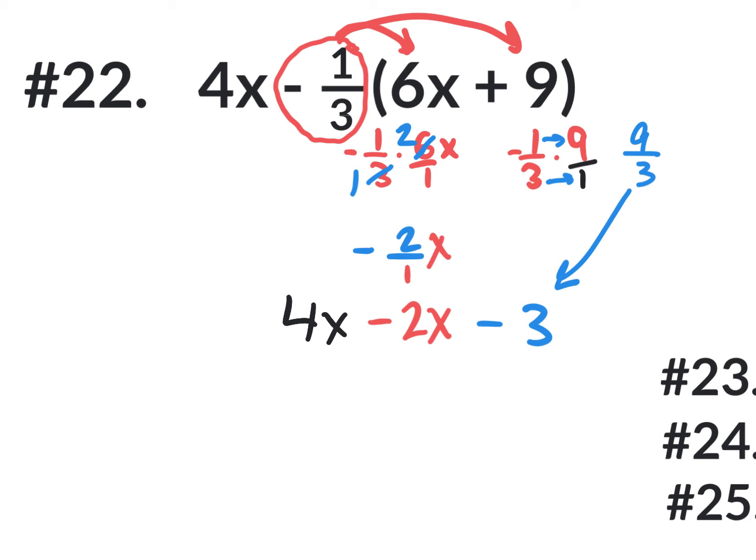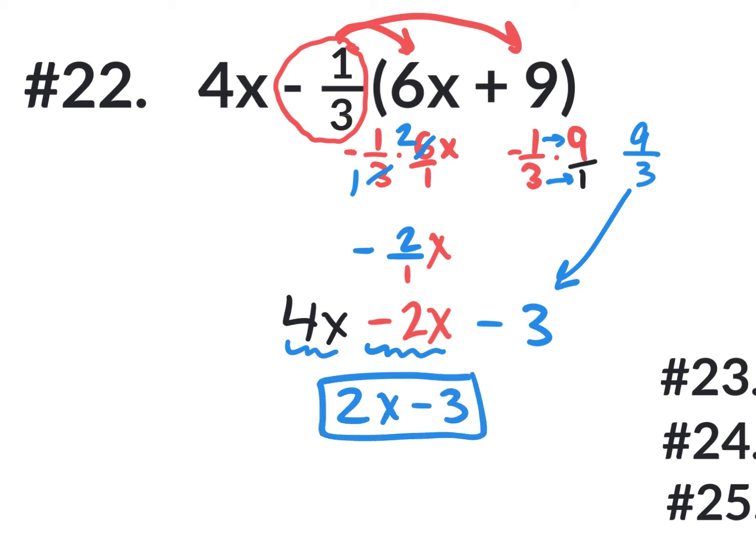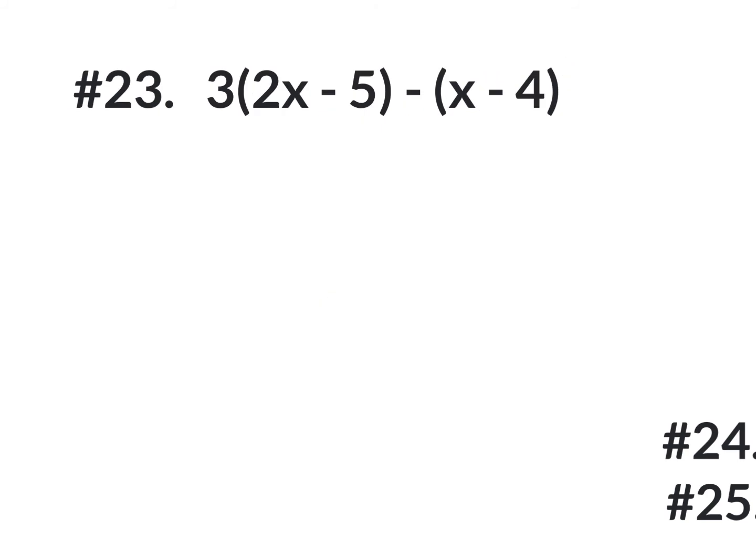And then from there, you combine the 4x with the minus 2x. You have $4, you owe $2. You're going to have $2 left over. Bring down the minus 3. Ladies and gentlemen, that is your answer. Number 22, that's your answer. 2x minus 3. Type it in with no spaces between your terms.